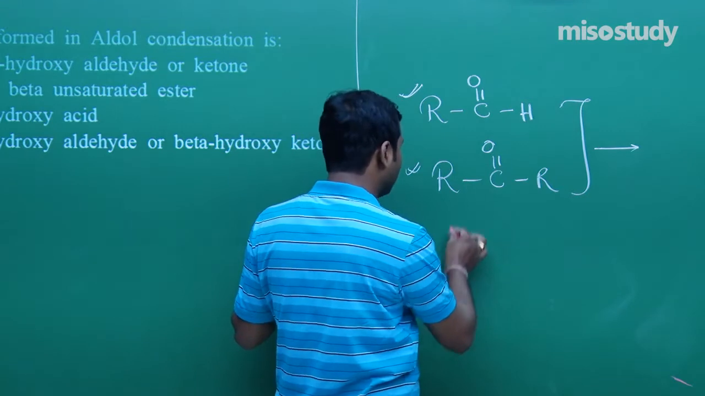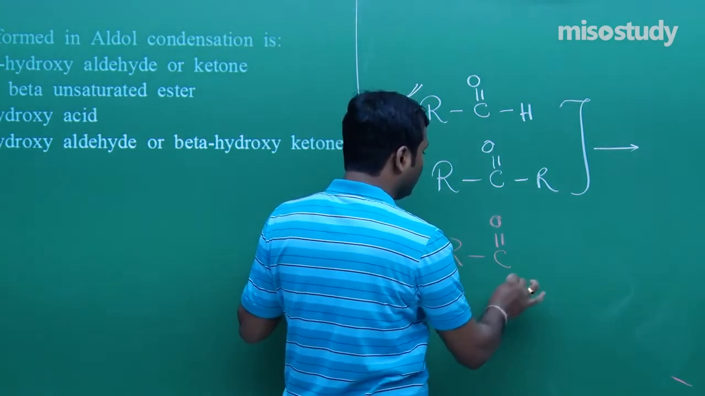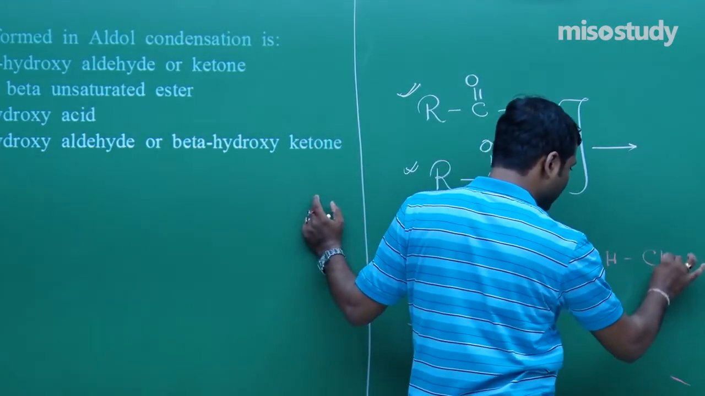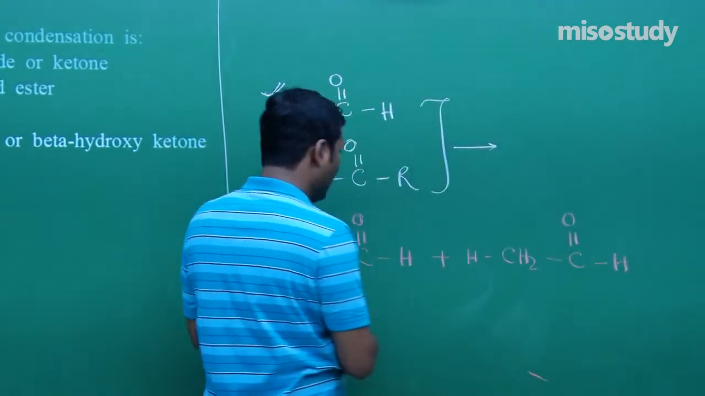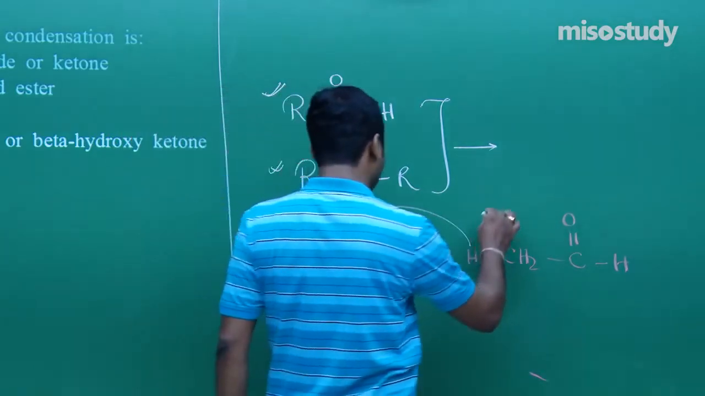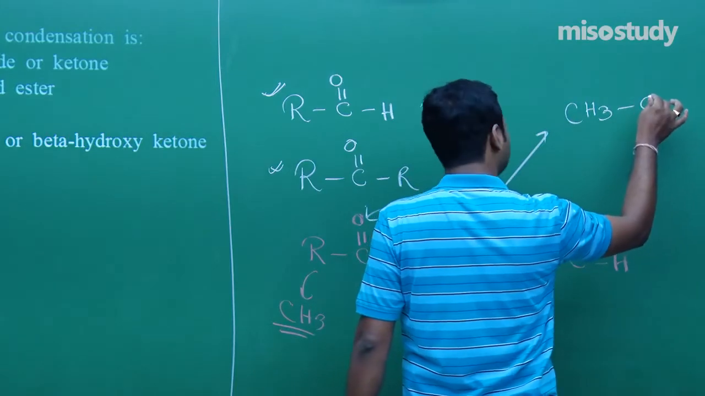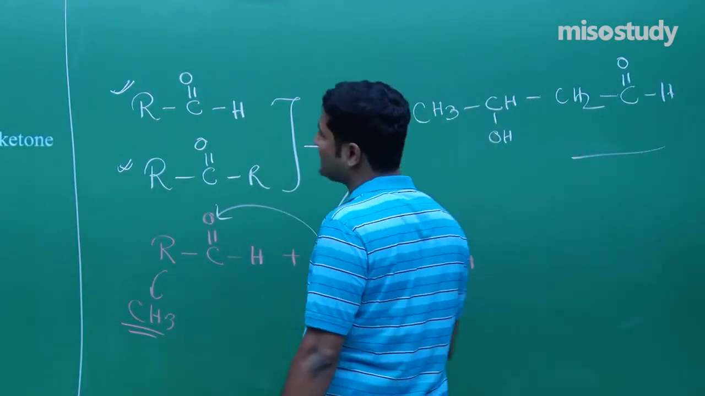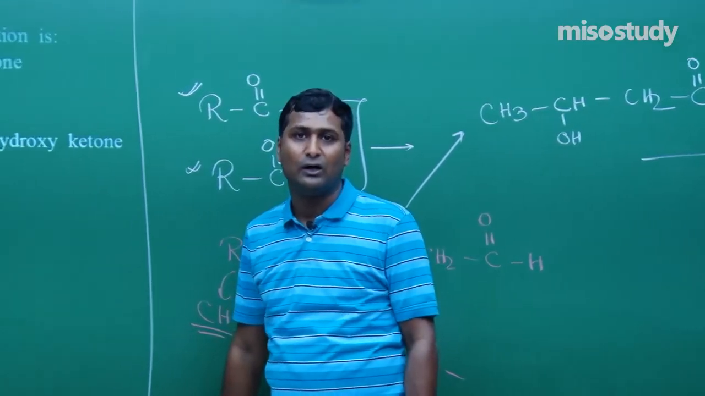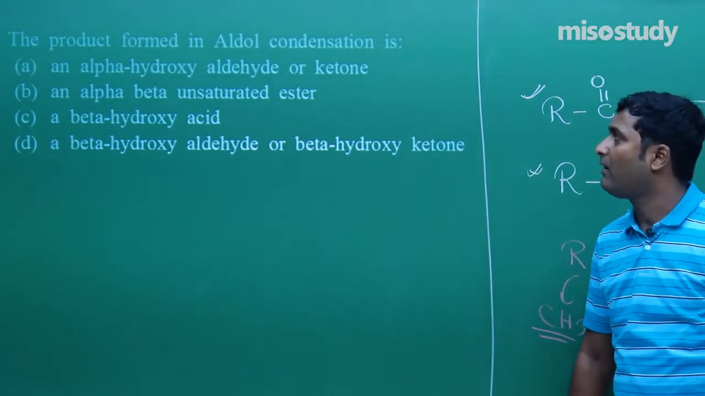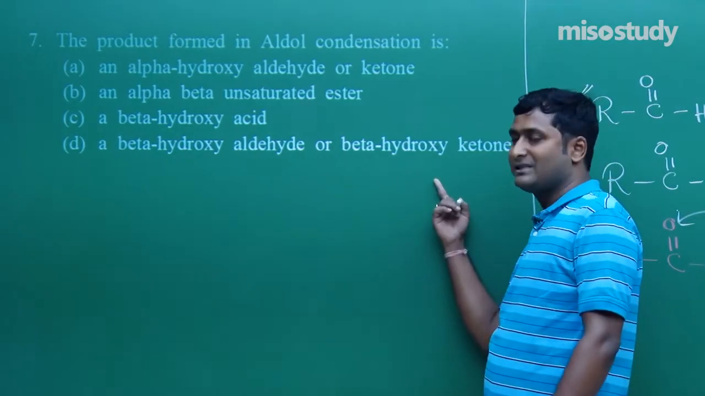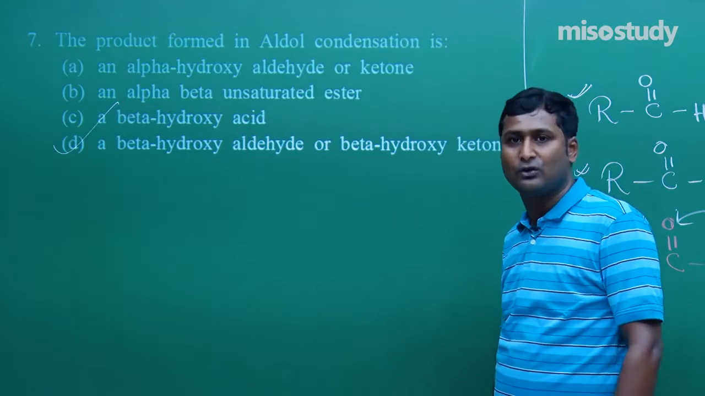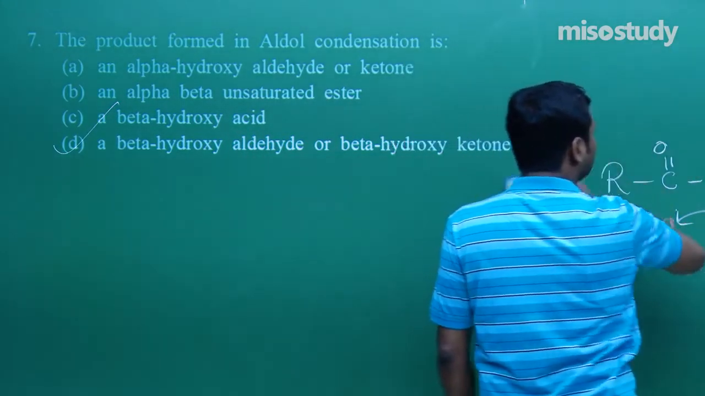If you do not remember, I am taking an example. RCHO, where R is CH3. So write like this: CH3CHO and CH3CHO. This will come here and will give you a product CH3CH(OH)CH2CHO, that is beta hydroxyaldehyde. Similarly, we get beta hydroxyketone. So if anyone asks you the product formed in aldol condensation, it is very simple: beta hydroxyaldehyde or beta hydroxyketone. For question number 7, D is the correct option. Now friend, I am going to rub this part and we'll discuss the next one.